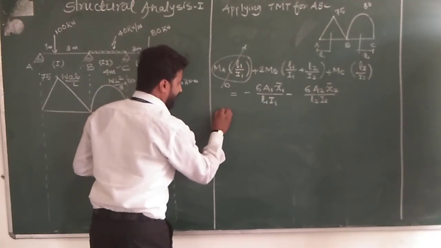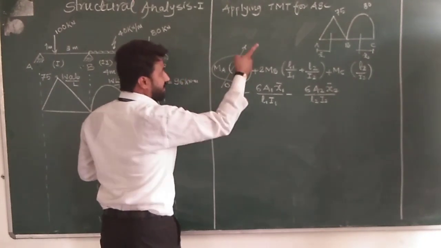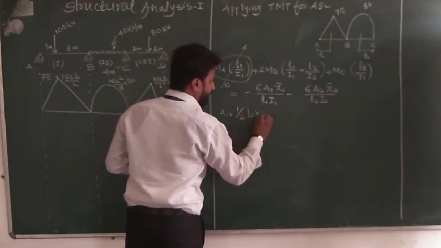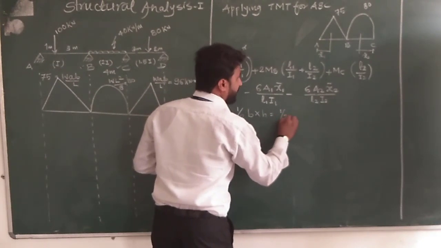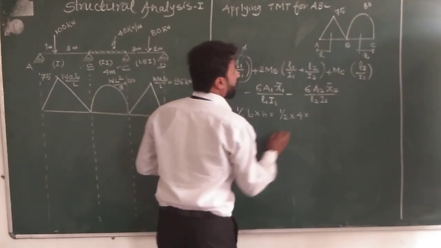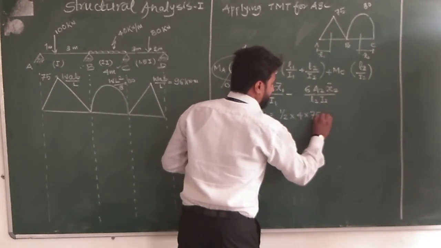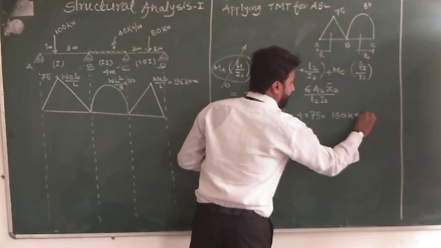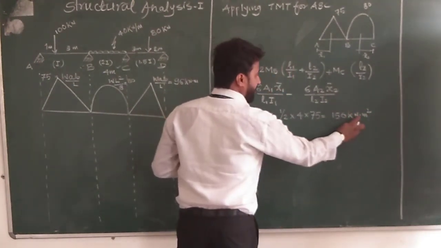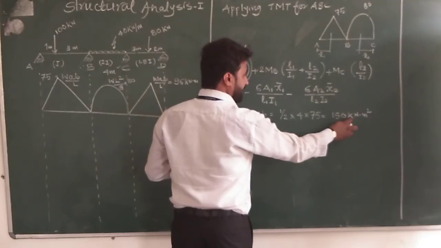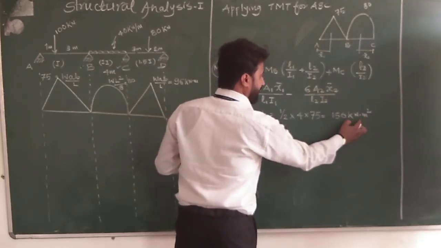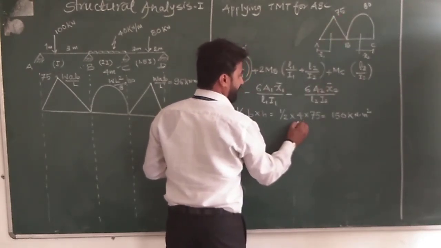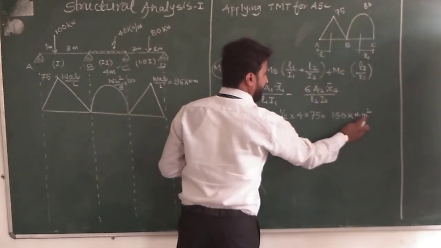Okay, so for the calculation of A1, as it is a triangular shape, the area is half base into height. So half, the base is 4 meters into height 75, that is 150 kilonewton meter square. Why is this kilonewton meter square? I have already told this in the previous lecture. Kilonewton meter is the unit of this 75, which is the bending moment, and this has the unit of meter. So this becomes kilonewton meter square.